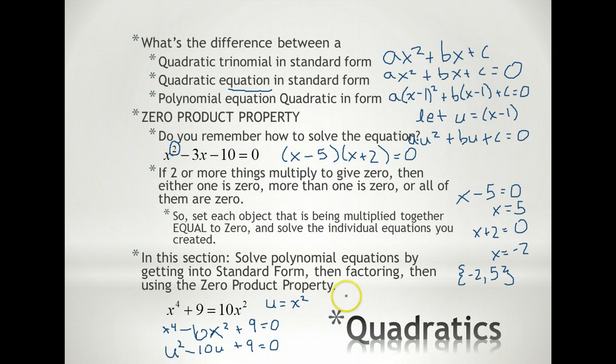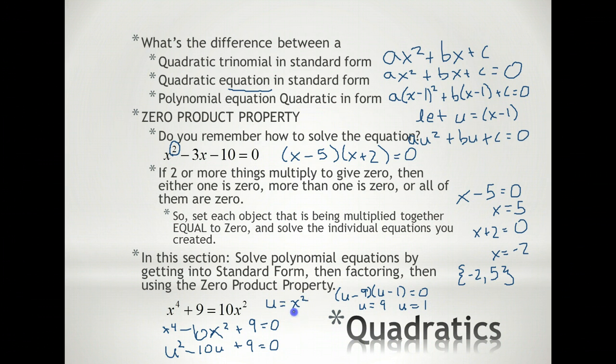And then I factor that. So u squared minus 10u plus 9 factors into, let's see, two things that multiply to give me 9 and add to give me negative 10 would be minus 9 and minus 1. So I get u minus 9 equals 0, so that means u has to equal 9. And u minus 1 equals 0, so that means u has to equal 1.